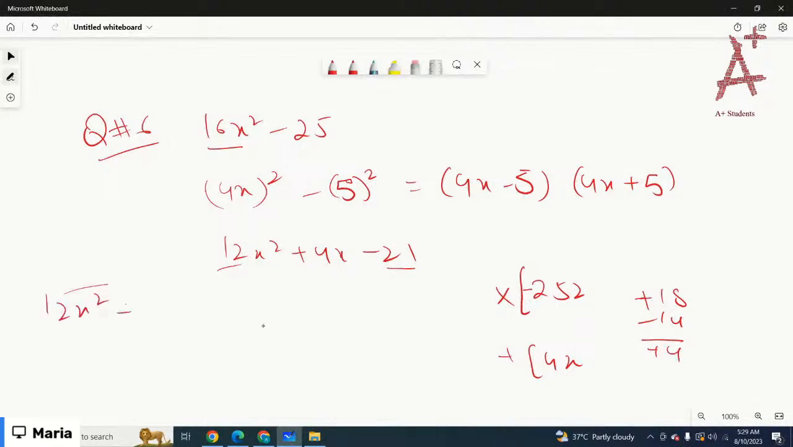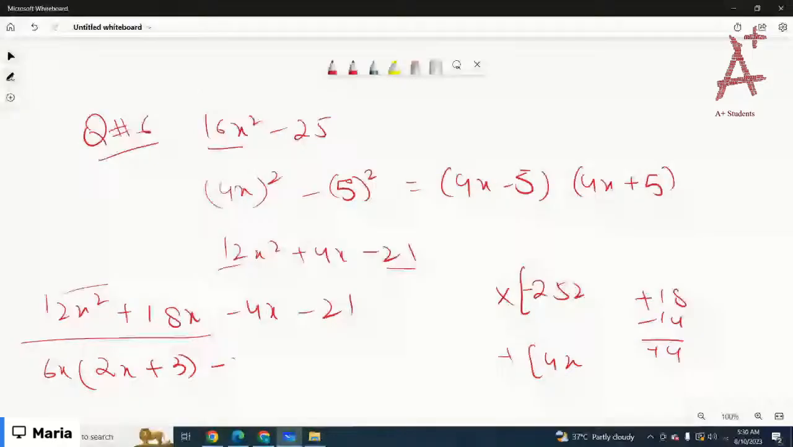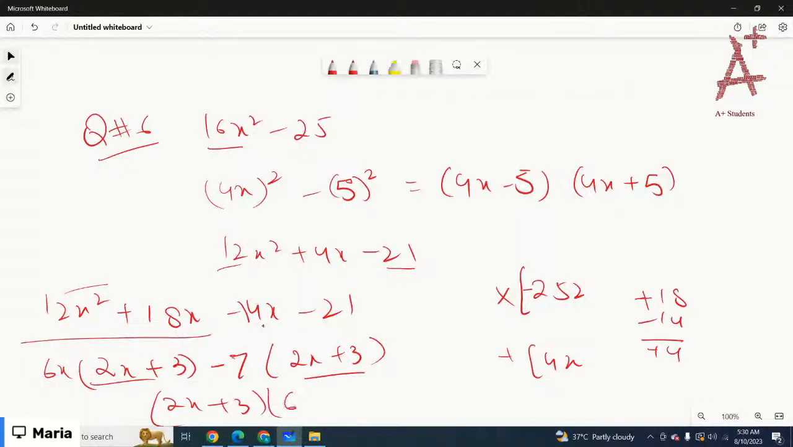So it is 12x squared plus 18x minus 14x minus 21. From here you can take 6x common. 6 times 2 is 12 and 6 times 3 is 18. From here you can take negative 7 common, you are left with 2x plus 3. So the common factor is 2x plus 3, and the next one is 6x minus 7, right?